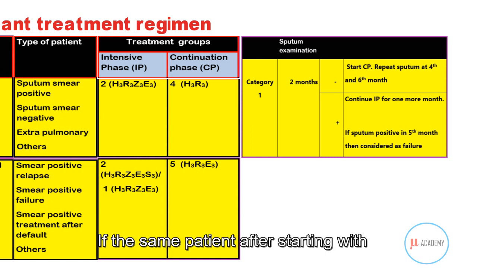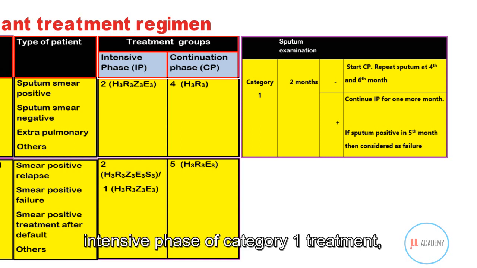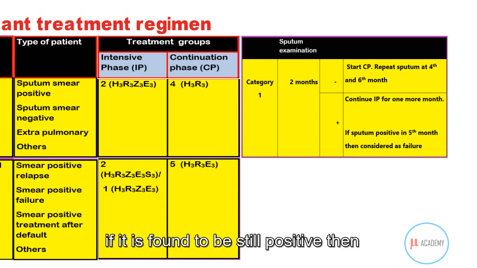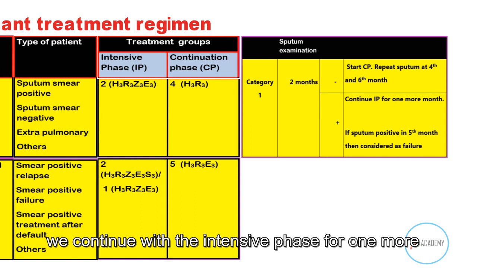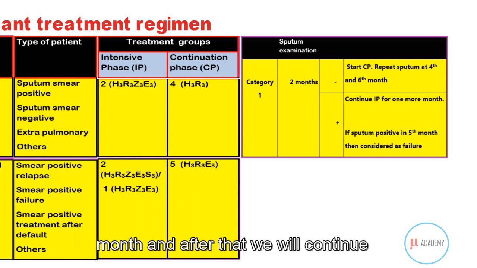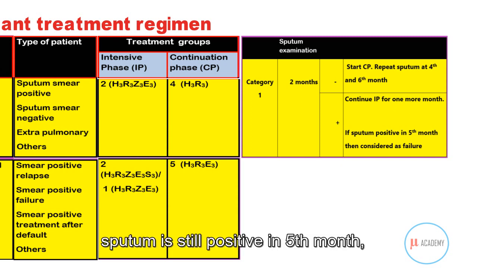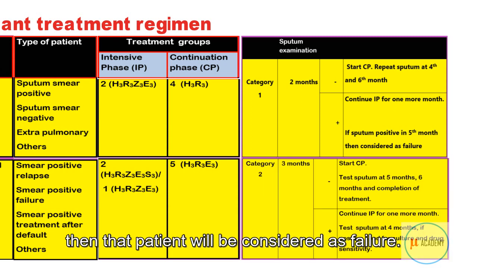If the same patient, after starting the intensive phase of category 1 treatment, is tested for sputum after 2 months and it is found to be still positive, then we continue the intensive phase for 1 more month, and after that we will continue with the continuation phase. If this patient's sputum is still positive in the 5th month, then that patient will be considered a failure.